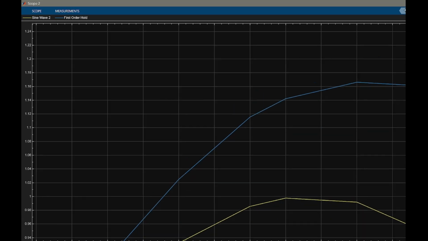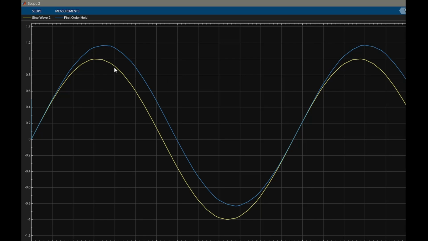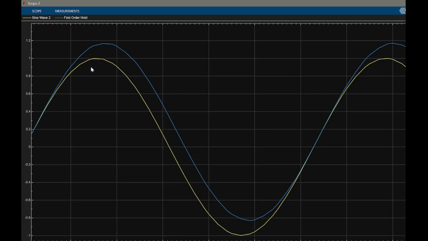However, near the peaks, you may notice a small difference between the blue and yellow signal. This is because the sine wave is curved, whereas the first order hold assumes it is a straight line, even though it isn't perfect. The approximation is slightly better than the staircase produced by the zero order hold, right?